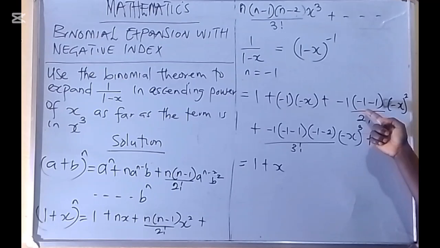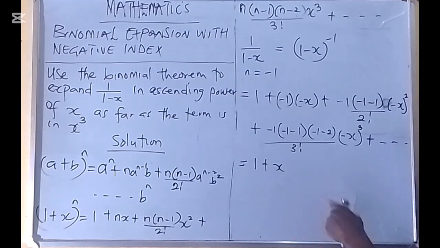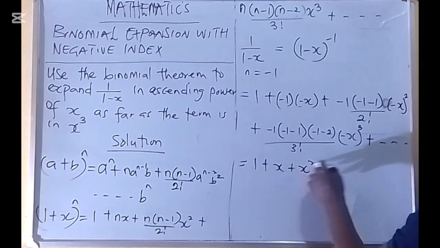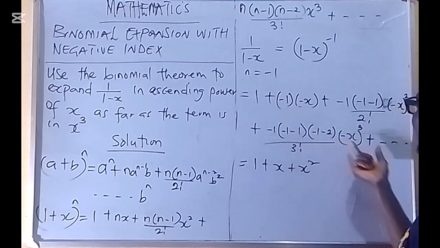Minus 2 times minus 1 is 2. So 2 divided by 2 factorial is 1. So minus x to the power 2 is just like minus x times minus x, so it is the same thing as x squared. So we now have 1 plus x plus x squared. Then let's simplify this.